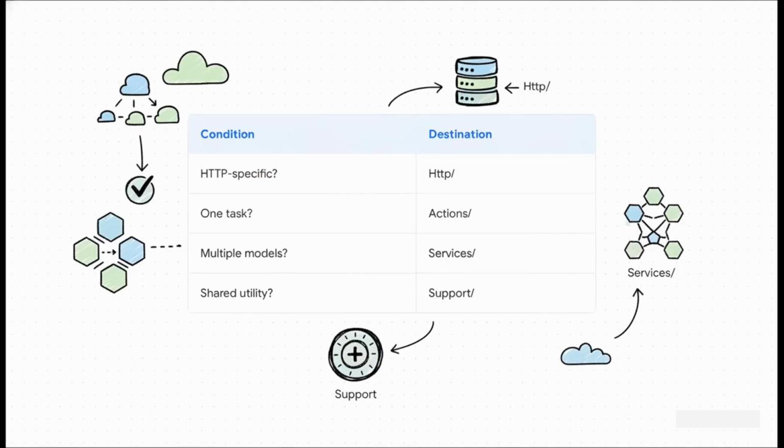So the crucial point is this mental heuristic checklist. Commit this to memory. Whenever you write a new class, just ask yourself, is this HTTP specific? If yes, chuck it in the HTTP/ directory. Is it just one atomic single action task? Put it in action/. Does it span multiple models or need to coordinate complex logic? That belongs in services/. Or is it a shared utility or trait that's used across multiple domains? That goes straight to support/.